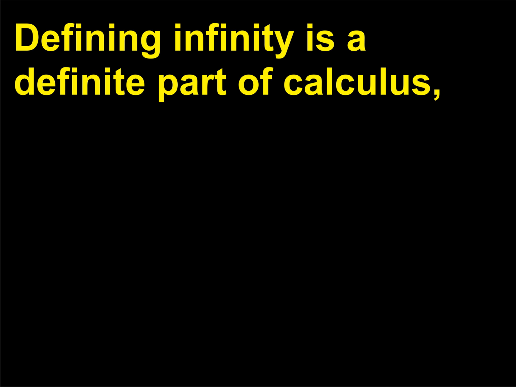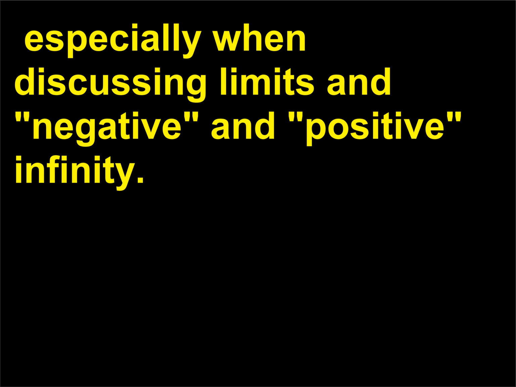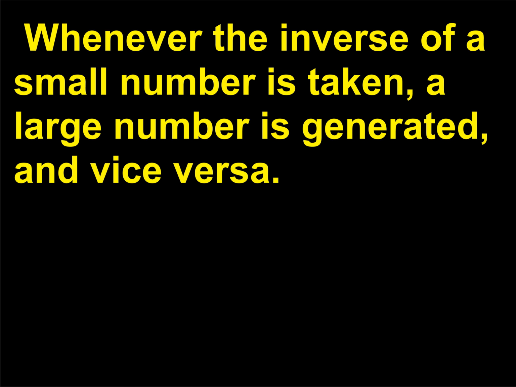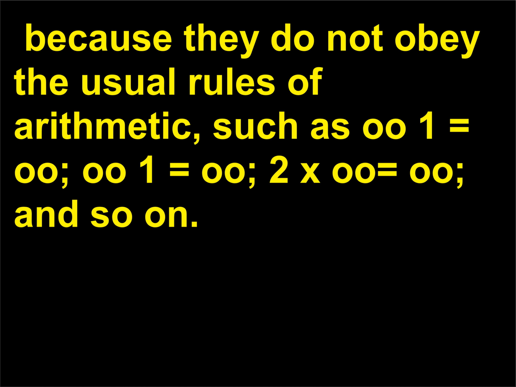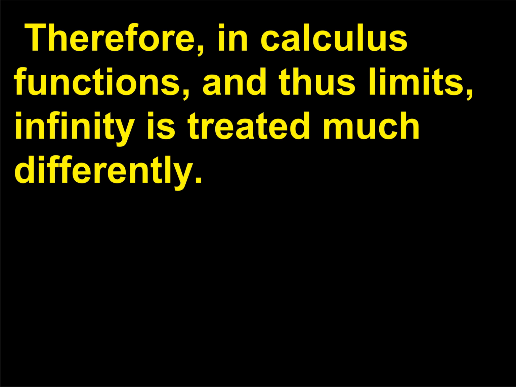Defining infinity is a definite part of calculus, especially when discussing limits and negative and positive infinity. Whenever the inverse of a small number is taken, a large number is generated, and vice versa. In calculus, this is written as 1/0 equals plus or minus ∞, but plus or minus ∞ are no ordinary numbers, because they do not obey the usual rules of arithmetic, such as ∞ + 1 equals ∞, ∞ − 1 equals ∞, 2 × ∞ equals ∞, and so on. Therefore, in calculus functions, and thus limits, infinity is treated much differently.